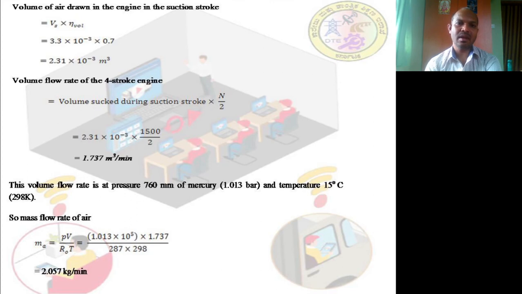Now let us go. The volume of air drawn into the engine in the suction stroke is given by volumetric efficiency, which is basically the volume of air drawn divided by swept volume. So the volume of air drawn is equal to the swept volume, which we have already found in the previous formula, 3.3 into 10 to the power of minus 3 into 0.7. Similarly, we get 2.31 into 10 to the power of minus 3 meter cube. I will also find the volume flow rate of the 4-stroke engine, which is given by volume sucked during the suction stroke into N divided by 2. Because it is a 4-stroke engine, I take N divided by 2. If it is a 2-stroke engine, I would have taken only N. So the volume sucked during the suction stroke is 2.31 into 10 to the power of minus 3 into 1500 rpm divided by 2, which gives 1.737 meter cubes per minute.